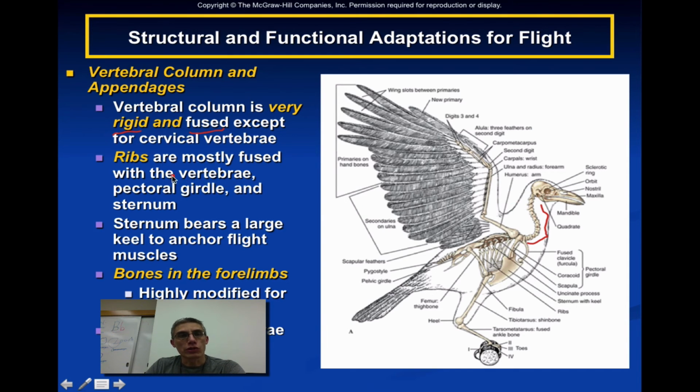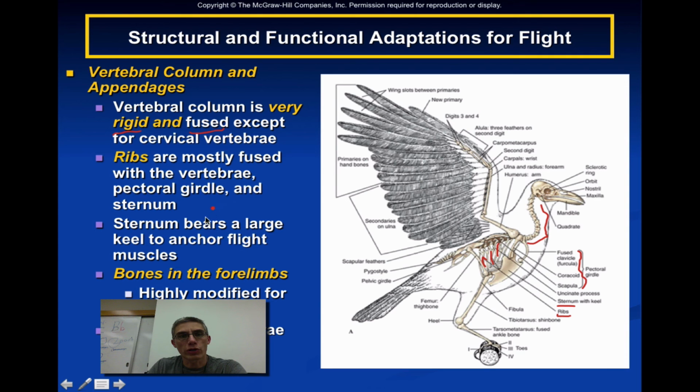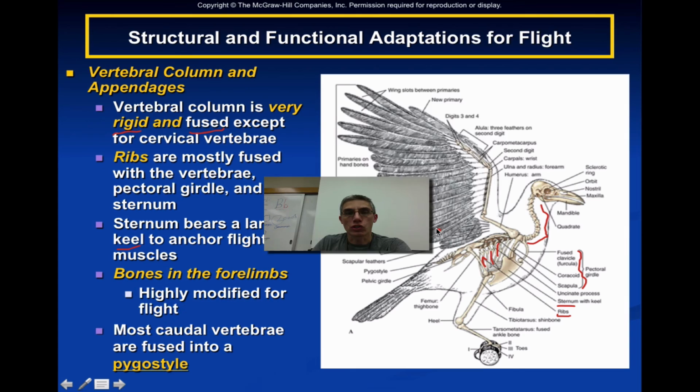The ribs are going to be mostly fused with the vertebrae, the pectoral girdle, and the sternum. And so down here you can see the ribs right through here. So these would be considered the ribs of the animal. Right here you're going to see the sternum, so it's going to be this large plate-like structure right here, and the pectoral girdle actually contains all three of these pieces right through here. So all of this is going to be fused with the ribs. Now the sternum is going to bear what we consider a large keel, and that keel is necessary because it's going to be acting as an anchor for the muscles that are going to be used to control flight.